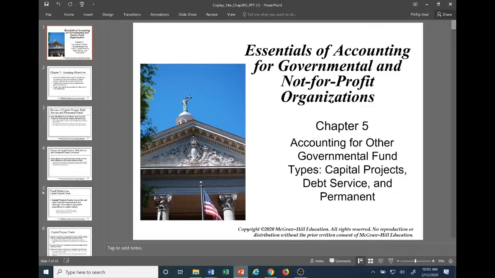So chapter 5 is accounting for other governmental fund types. Obviously, we've already covered the general fund and special revenue. So the three we have left are capital projects, debt service, and permanent. So that's what we're going to be getting into in this chapter.